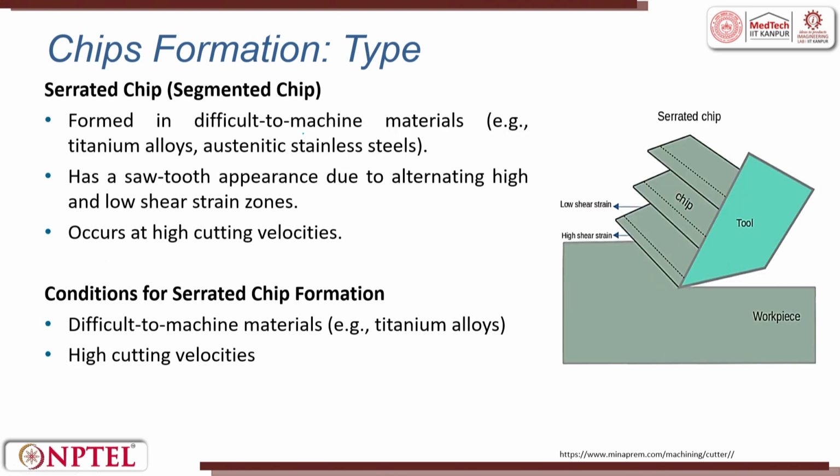Serrated chips form in difficult to machine materials, such as titanium alloy and austenitic stainless steel. You can also have magnesium and Inconel. These are all difficult to machine materials. They have a sawtooth like appearance, with alternating high shear strains and low shear strains, that is, high shear zones and low shear zones. It occurs at very high cutting velocities. Difficult to machine material can be done, and high cutting velocities are the condition for it. So, how do we reduce it? We apply external heat so that the material is softened and you start machining.